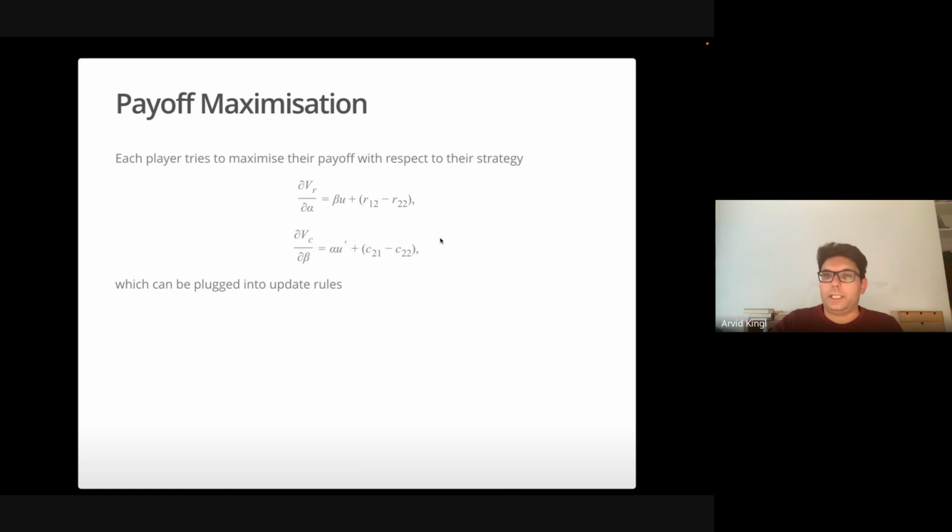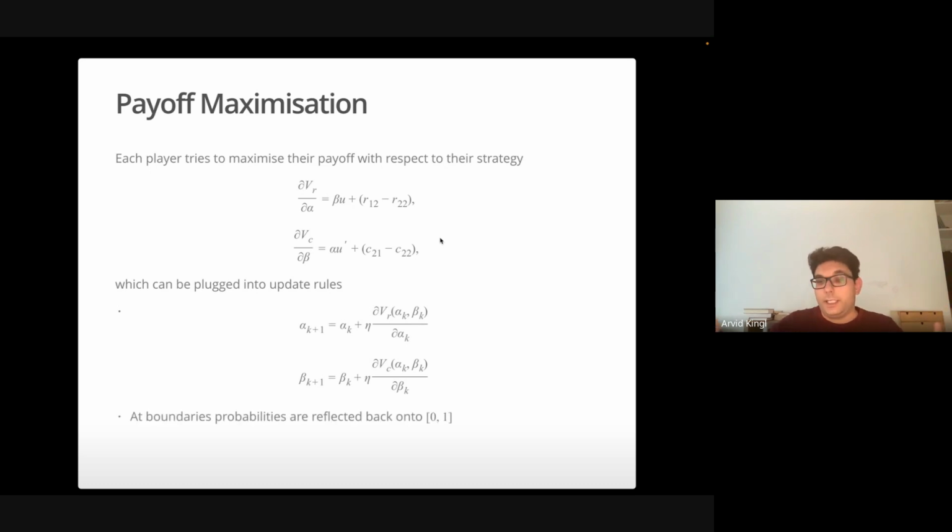And now what can happen when a player tries to optimize their payout? Of course, they try to move their alphas or betas, their probability parameters, in the right direction. And if they go on, it looks like this. And we say that at the boundaries, because the probabilities can never be bigger than 1 or smaller than 0, they essentially are reflected back into the unit square.